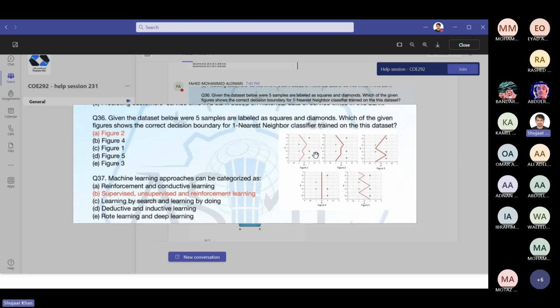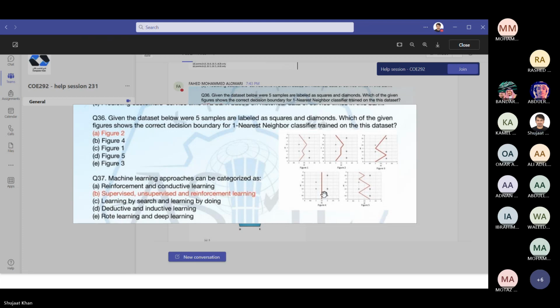So 36 is, yeah, it's not fully clear to me, but why is this one wrong? Because we are using one nearest neighborhood. So any line in which the distance between the decision boundary and the line is in a fraction, in half or less than half, is wrong. So obviously this is wrong, this is wrong, and this one is also wrong.